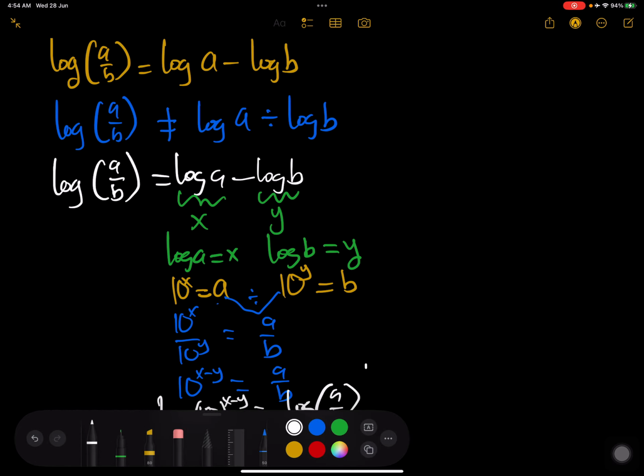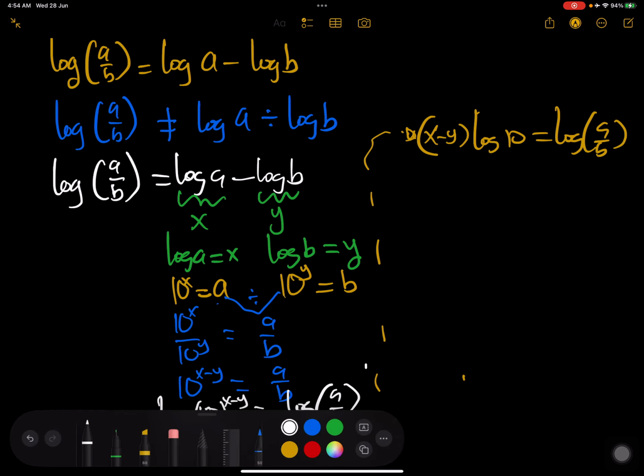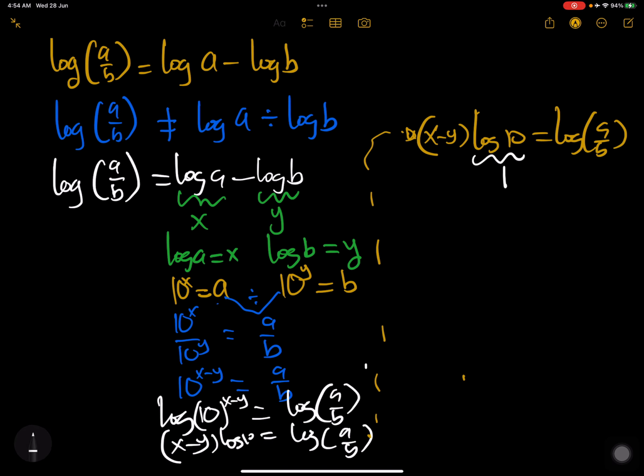Then we can do a trace right here. So we have x minus y log 10 is equal to log A over B. And then we know that our log 10 is 1. Why do we know it's 1? Because the base here is not written, but we know we are working with base 10. If the base is the same as the exponent, log 10 is going to be 1.